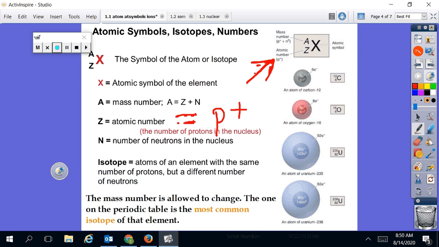So just to reiterate, you have the atomic symbol, and we're looking at this little picture here. We have the mass number, which is the protons plus the neutrons, and we have the atomic number, which is the protons. So for now, you might want to write that on your paper and look at that when you're writing atomic symbols.